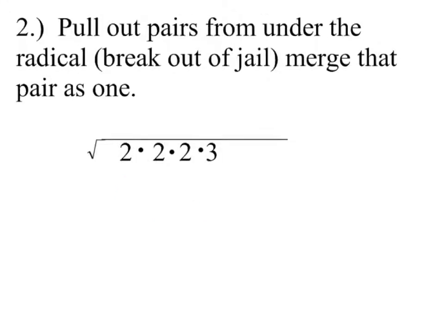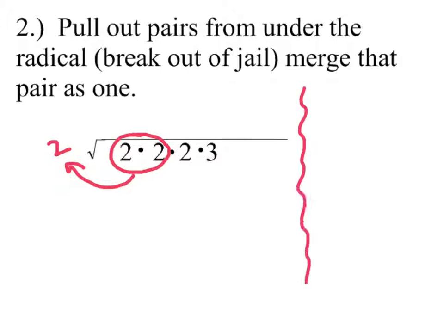For the next step, I'm going to pull out pairs from under the radical. I've made the analogy before that it's kind of like breaking out of jail, where two of the same thing can dress up together and sneak out as one. I don't know how that has to do with jail, but it's fun to think about. So in this case, I can grab 2 of the number 2's and I pull them out in front as a single number 2.